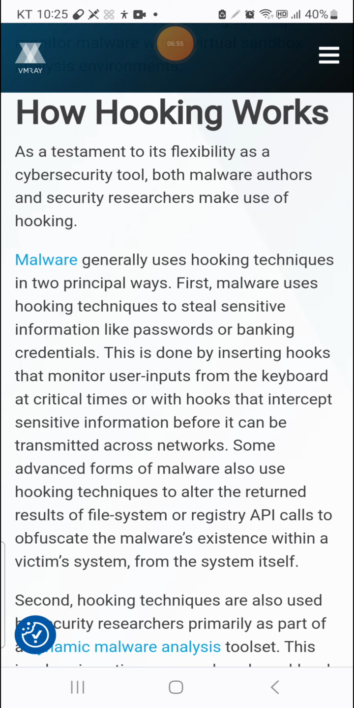Obfuscate, make it hazy, right? Obfuscate. Your brain is muddled. Obfuscate, right?